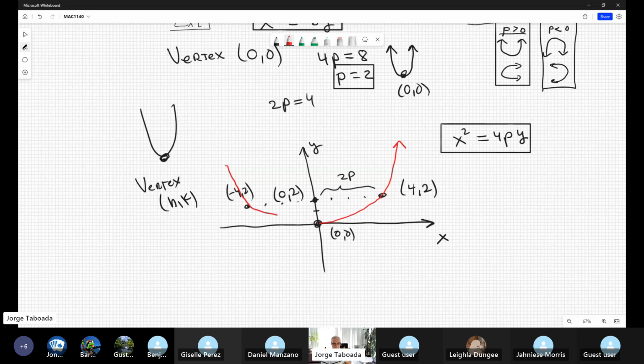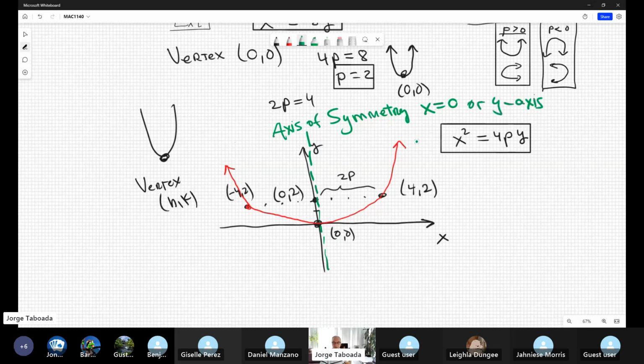Let me try to do my best. One more piece of information I need: the axis of symmetry. The axis of symmetry coincides exactly with the y-axis. By the way, the equation is x equals 0, or y-axis, the equivalent, same idea.